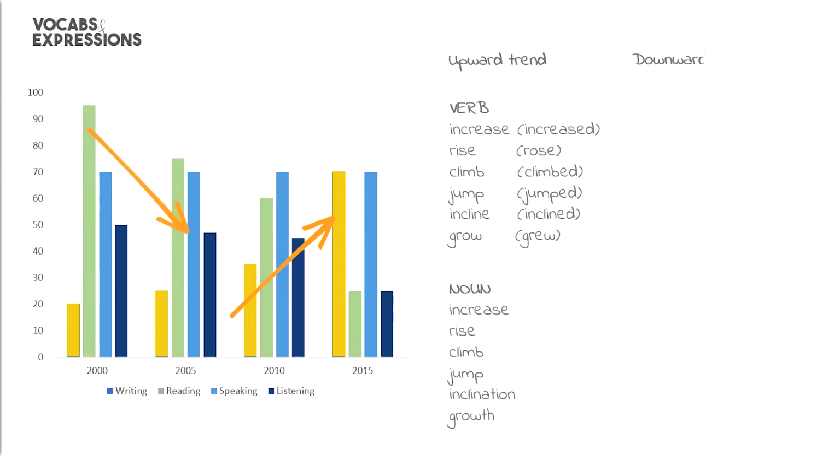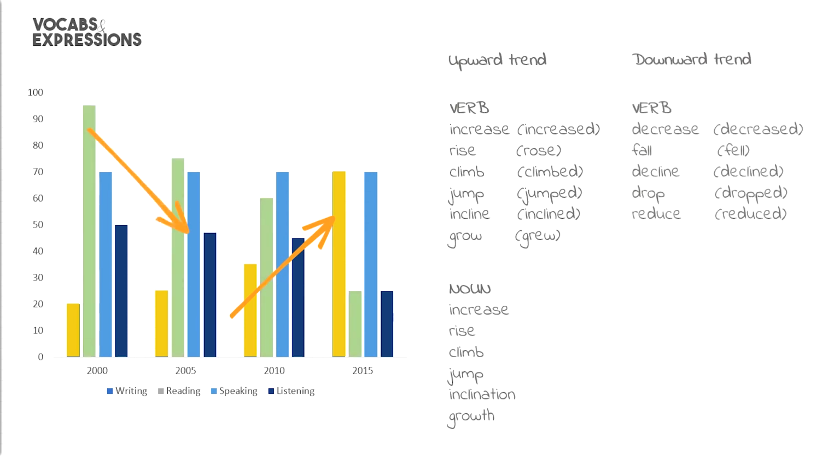For downward trend for verb: decrease, decreased, fall, fell, decline, declined, drop, dropped, reduce, reduced. And for the noun: decrease, fall, decline, drop, reduction.